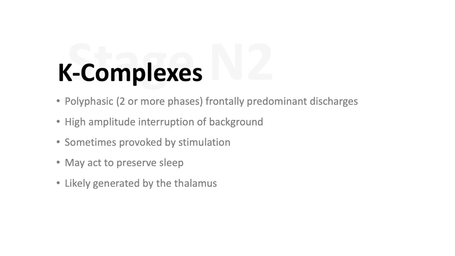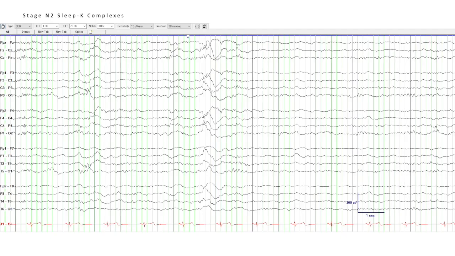So some people assume that the name K complex stands for knock complexes, since they could be generated when an examiner makes the sound of a knock. Any type of noise can provoke them. They are likely generated by the thalamus. This is supported by evidence that those with fatal familial degeneration of the thalami do not have sleep spindles displayed in their recordings. Here's an example of a characteristic K complex.